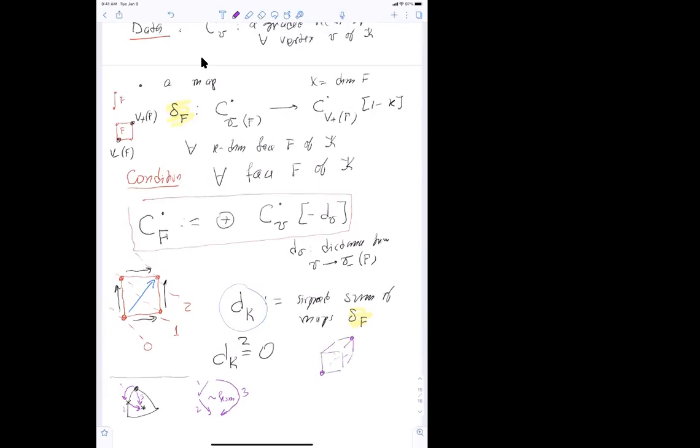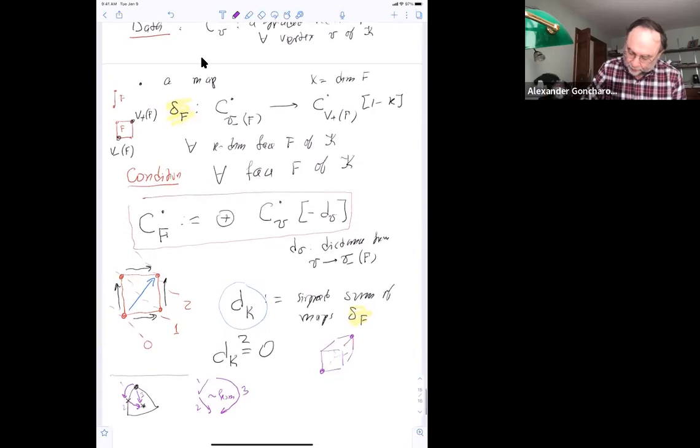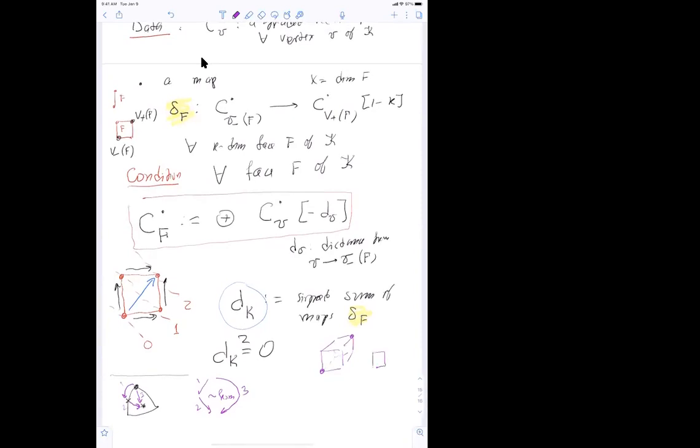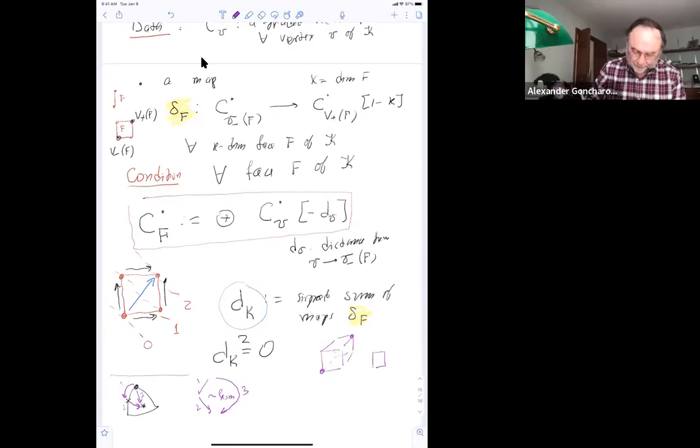What is the lowest and the highest? I mean, on a two-face. On a two-face. No. On a surface, there is no canonical top and bottom.